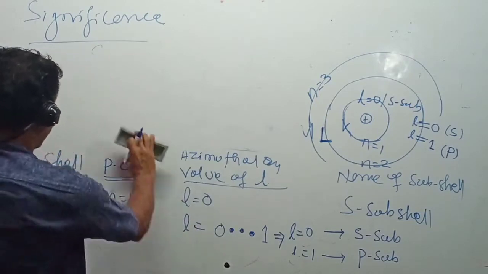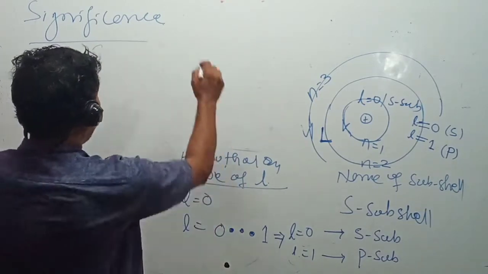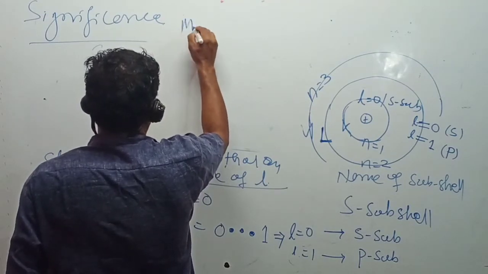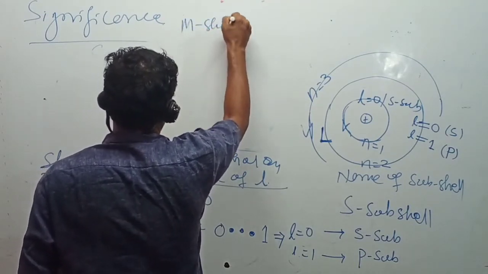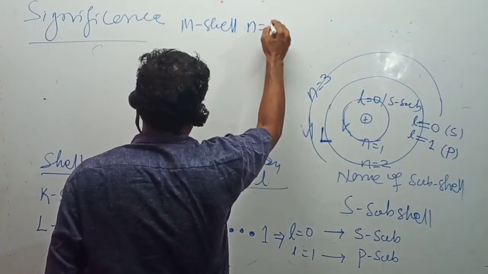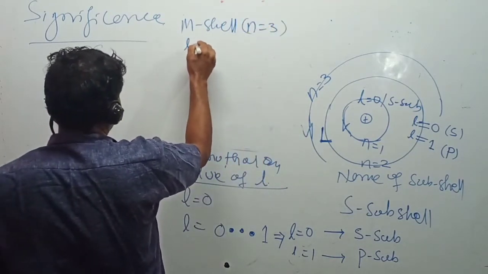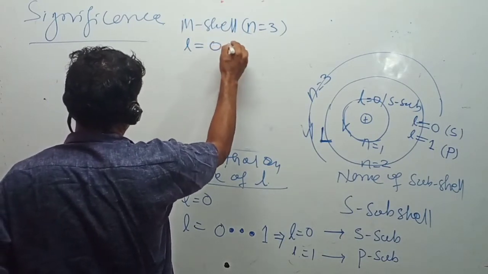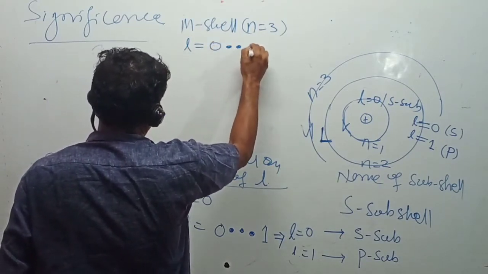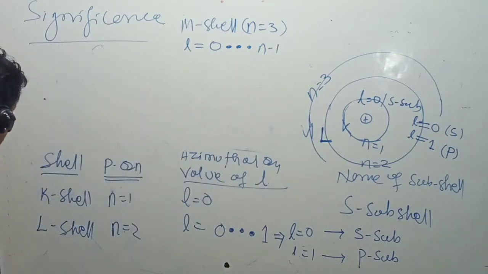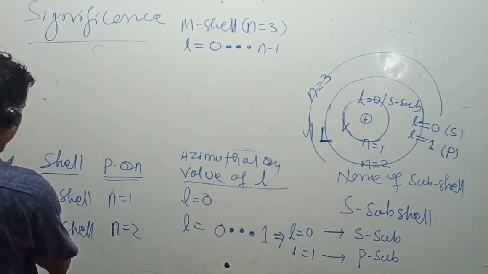Same information was given. We are on the third cell, where n is the cell's principal quantum number, n equal to 3. Same information: L ranges from 0 to n minus 1, right? We are on the third cell. The second cell is over, we are on the third cell.